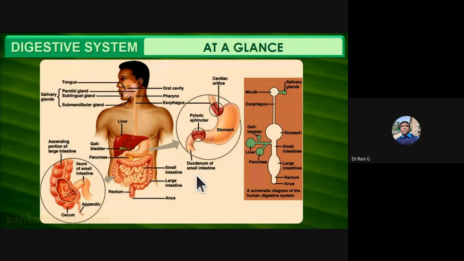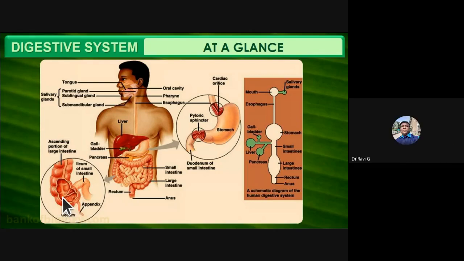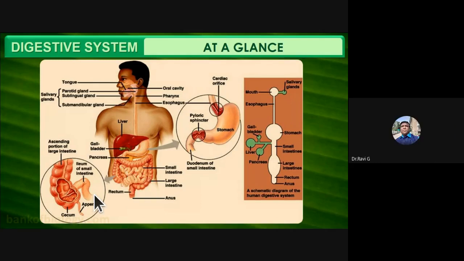Okay, so then you can also notice the cecum and appendix. So the ileum of small intestine connects to the cecum. So cecum has a small vermiform appendix. Okay, so cecum is very small in case of human beings. And they lead to the ascending portion of large intestine. So then there is a transverse portion of large intestine. So the small intestine also has its secretions, which we call succus entericus. So small intestine is made up of duodenum, jejunum, and ileum.